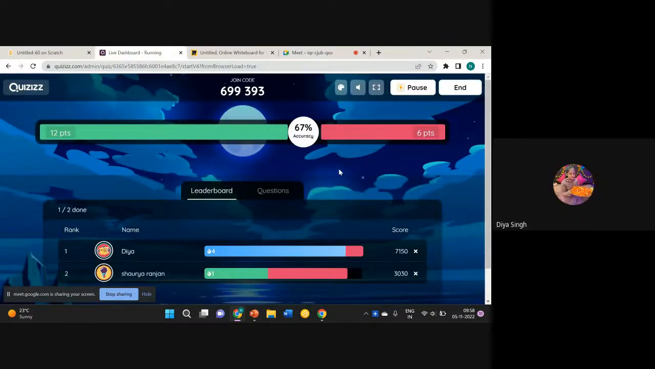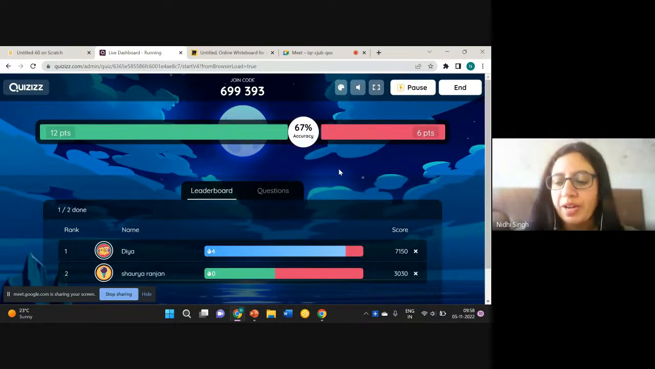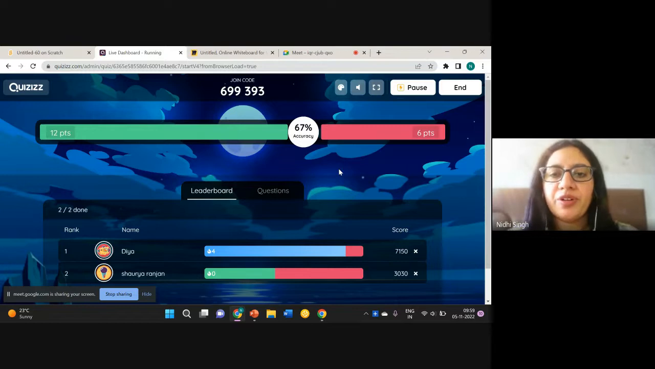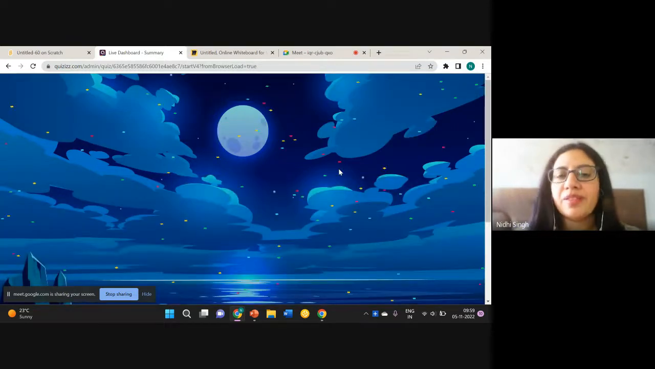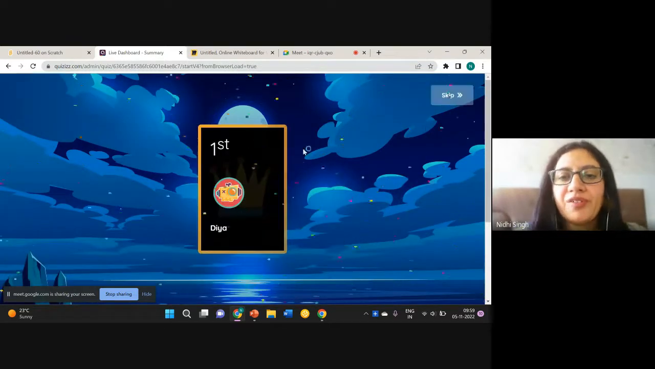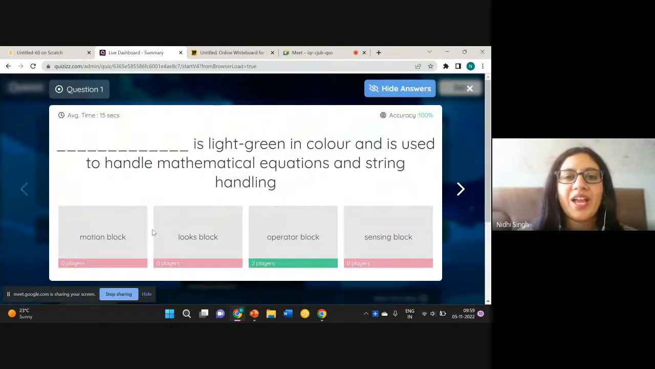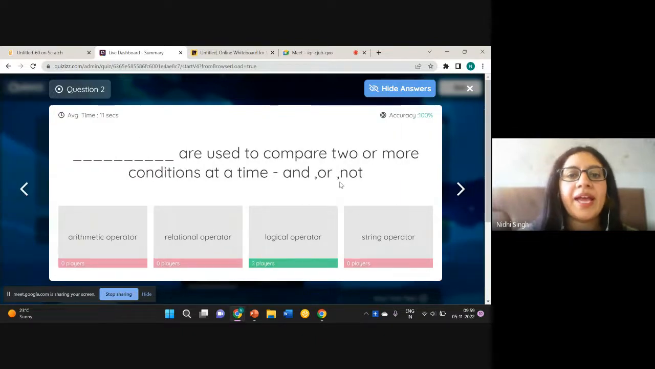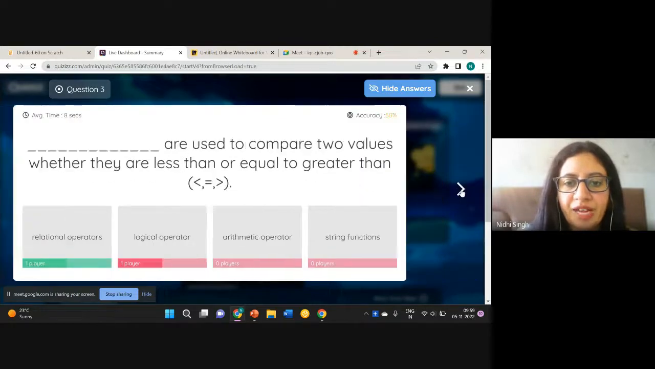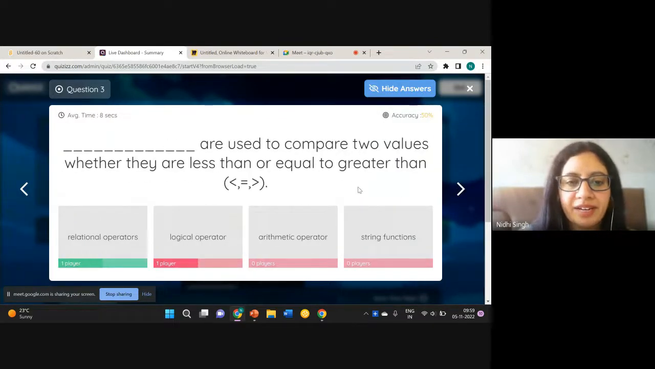Done, ma'am. Okay. Okay, so in this one I thought that we would be covering that section also. So few questions are there which we haven't done today, so I will not consider them. First one is correct, correctly answered by both of you. Operator blocks are light green in color. And, or, not: logical operators. Very good. We haven't discussed this today, but you answered correctly.